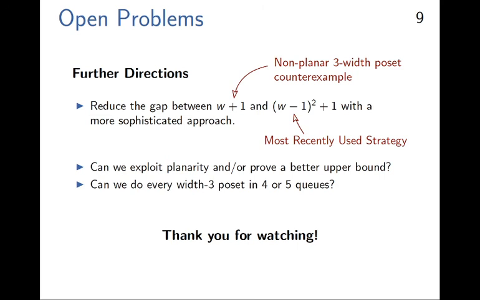And then there is also this width 3 poset problem. So we know that the counterexample has width 3, it requires 4 queues, but can you do every width 3 poset in 4 queues, or are there ones that require 5 queues?